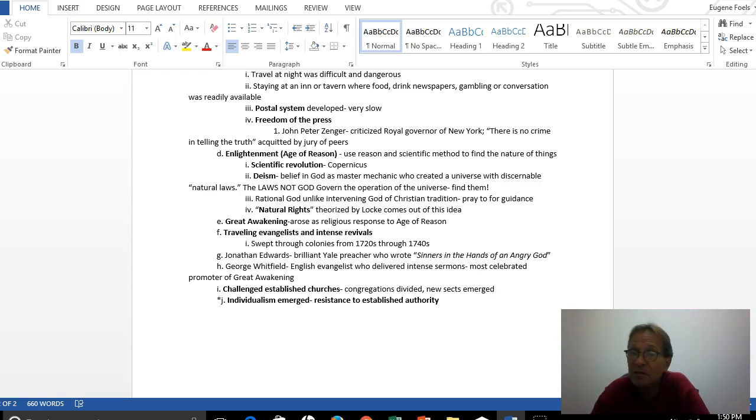And out of these traveling evangelists, an individualism emerges in American society, which is an established resistance to authority. It's a big part of the American creed, the idea of individualism.